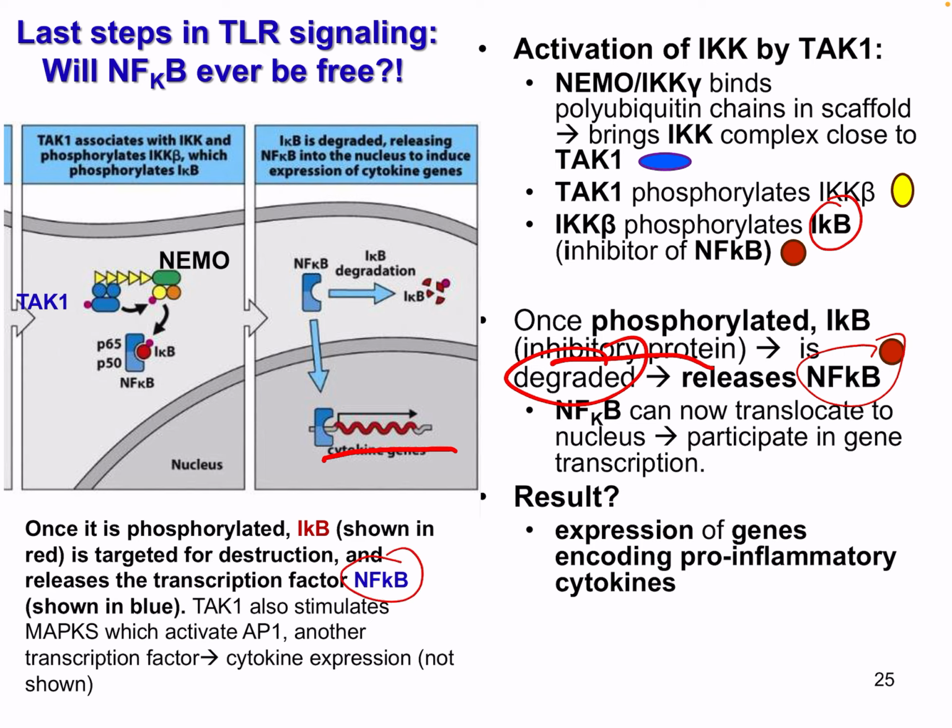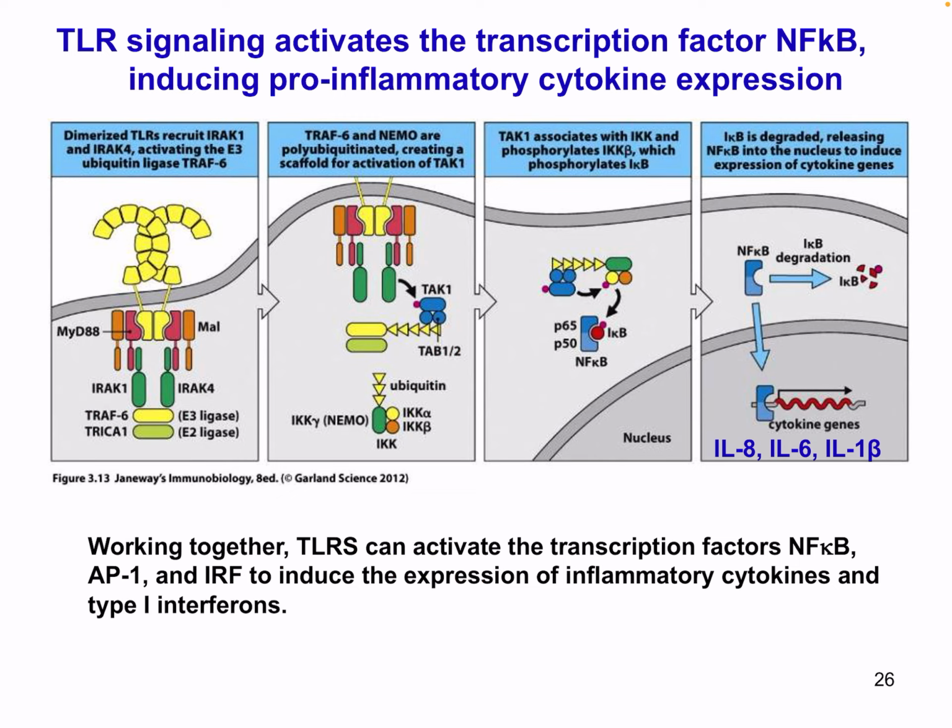Here we can see. Again, also important is that TAK1 also stimulates mitogen-activated protein kinases, or MAPKs, which activate AP1, which is another transcription factor, which is also involved in cytokine expression. But again, this is not shown here. So again, TLR signaling activates the transcription factor NF-kappa B, inducing pro-inflammatory cytokine expression.